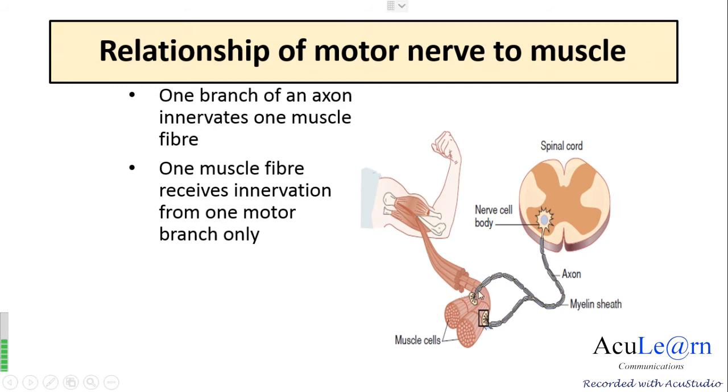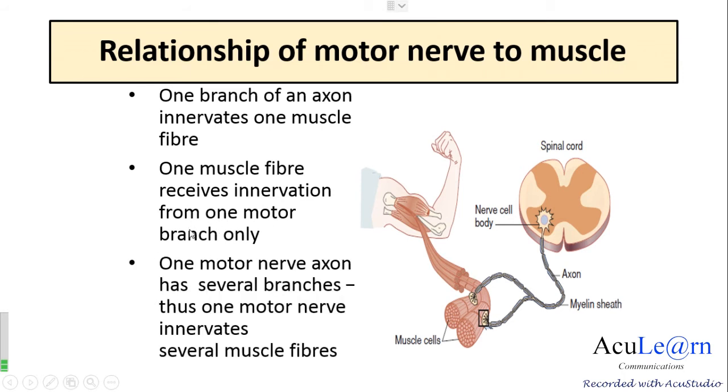The motor neuron, when it comes closer to the skeletal muscle fiber, divides into many branches very close to the muscle, and each branch will innervate a muscle fiber. So one branch of an axon innervates one muscle fiber, and one muscle fiber receives innervation from one motor branch only. And one motor nerve axon, that is this motor nerve axon, has several branches. Thus one motor nerve will innervate many skeletal muscle fibers.